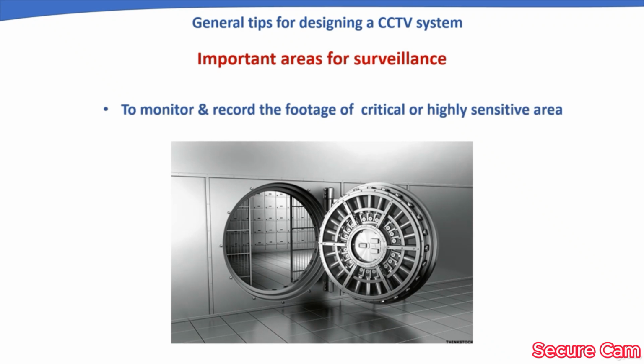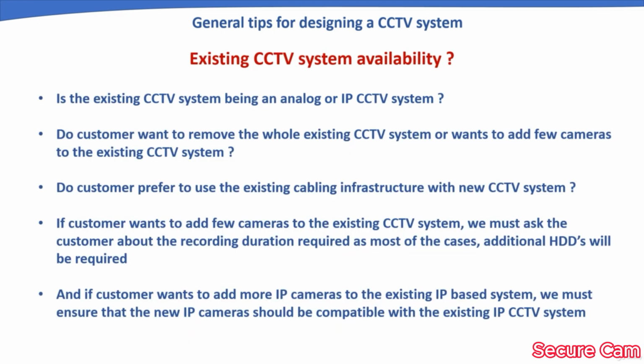Important areas for surveillance. This is the most important starting point and every CCTV designer should have this information from the customer. To monitor and record the footage of this critical or highly sensitive area, additional cameras should be installed so that there is no blind spot. Environmental conditions also need to be taken care of. If this area is an outdoor area with low light during night time, then a camera with night vision capability should be installed.